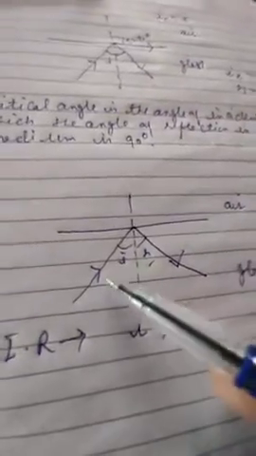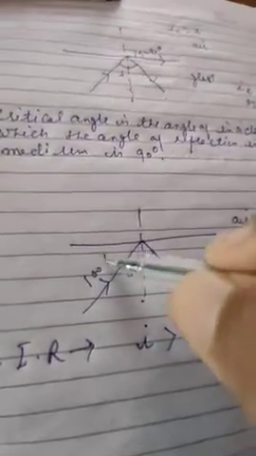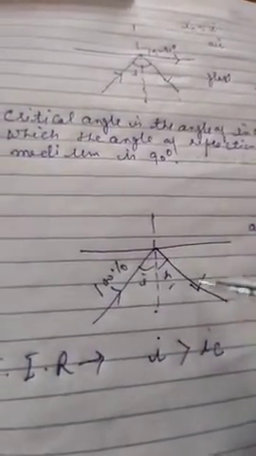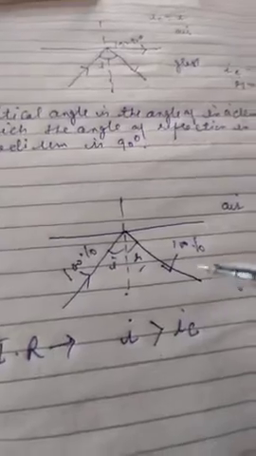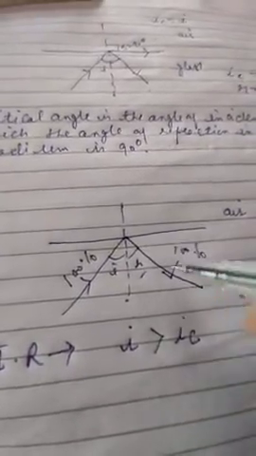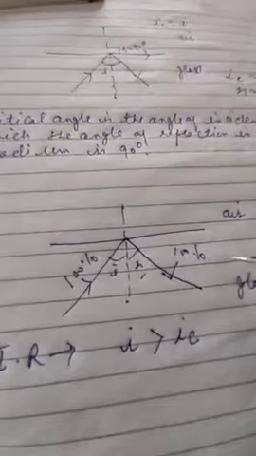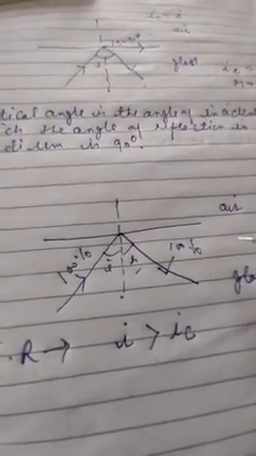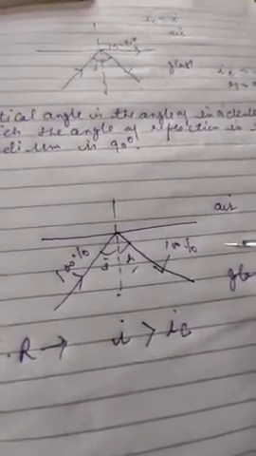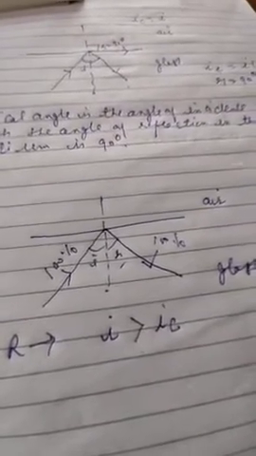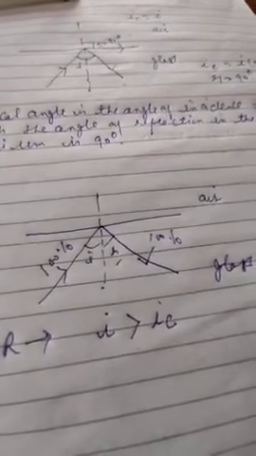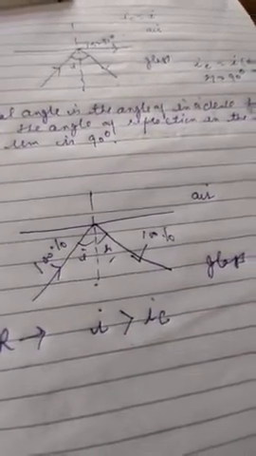So total internal reflection takes place. Total internal means if the intensity of this ray is 100%, it will get reflected with 100% intensity. That is why it is known as total internal reflection. And this phenomenon only takes place in the denser medium. So we can define it: total internal reflection takes place in the optically denser medium when the angle of incidence is greater than the critical angle.